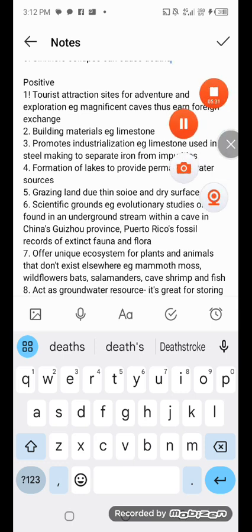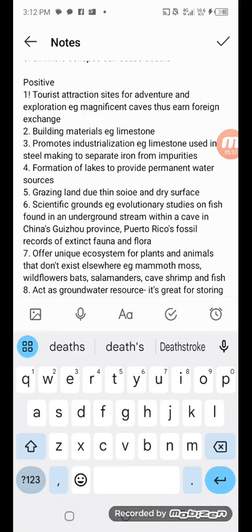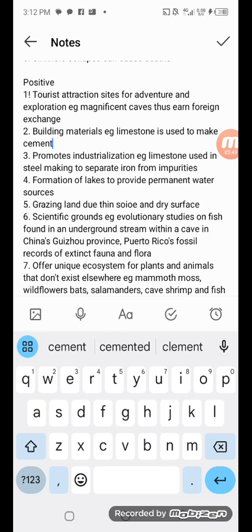Then, it also gets to provide building materials such as limestone, which is used to make cement. So you can also use it to promote industrialization. For example, limestone is used in steel making to separate iron from impurities. We shall come to see this under industrialization in the Rift region.